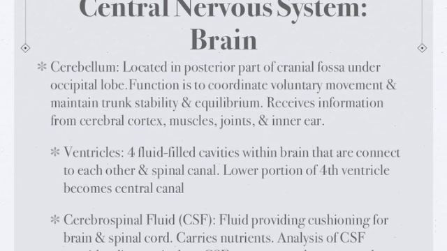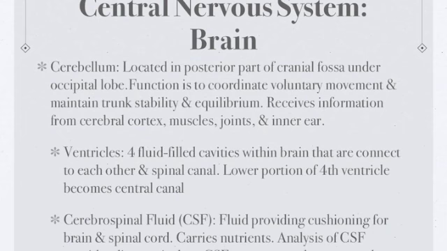Okay, now we are down to what I think is a really cool and interesting area, when you get into the CSF and the ventricles and all of that cool stuff. The cerebellum is in the posterior part of the cranial fossa under the occipital lobe. It handles voluntary movement, maintains trunk stability and equilibrium, and receives a lot of information as well. Then these next two, the ventricles and the CSF, are kind of indented in as if they're under the cerebellum, but they should actually be pushed out to the side. Sorry, I forgot to fix that.